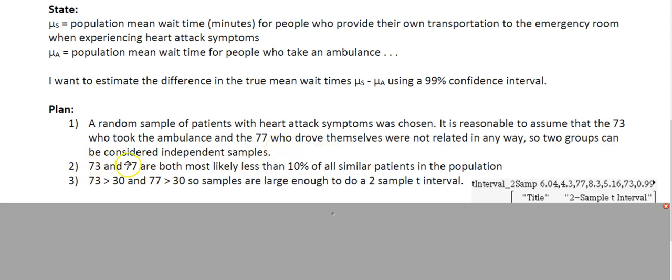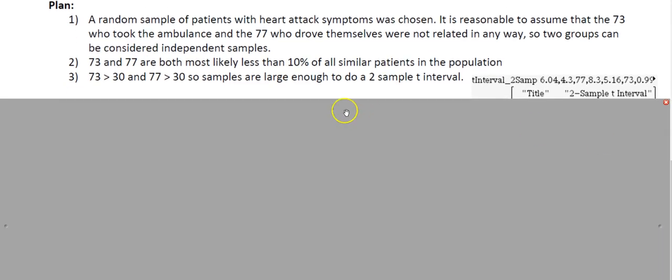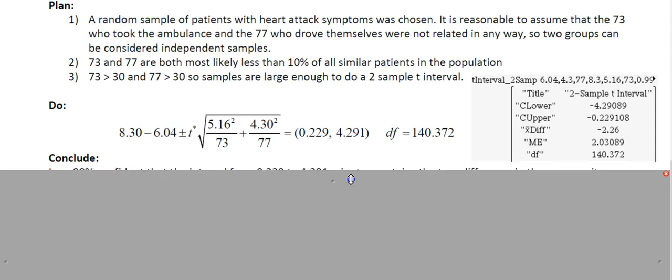We check that both 73 and 77 are most likely less than 10% of all similar patients in the population, and both are large enough. So we need to check once again, like we did for proportions, that each of the conditions is met for each of the two samples. Okay, now doing your do step.